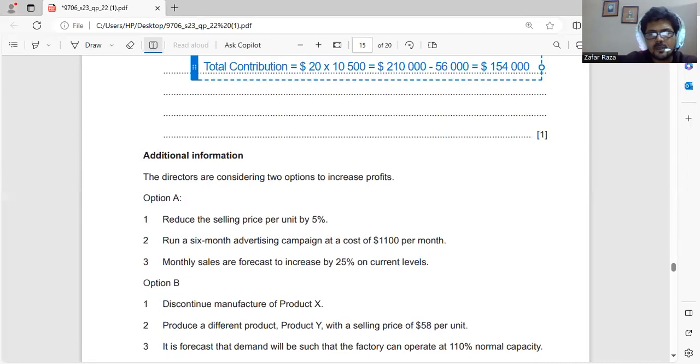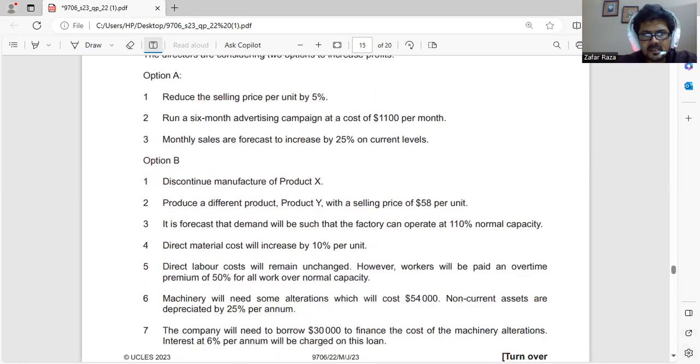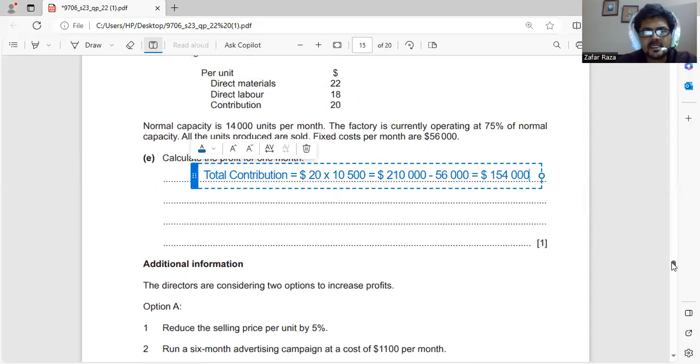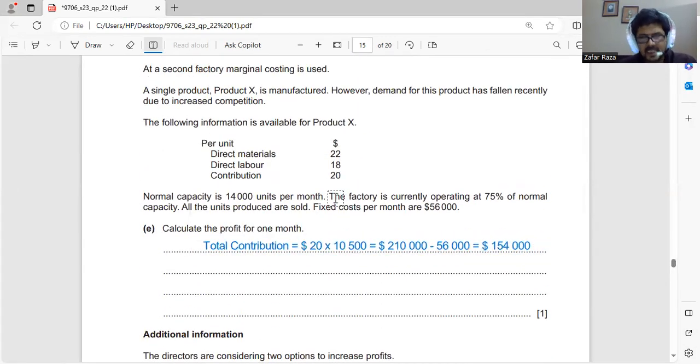The directors are considering two options to increase profit. Reduce the selling price per unit by 5%, run a 6-month advertising campaign at a cost of 1,100 per month. Monthly sales are forecast to increase by 25% on current levels. Calculate the profit to be made in each option. First we have to calculate the selling price. If we add direct material, direct labor and contribution, 22 plus 18 plus 20, the selling price is 60.